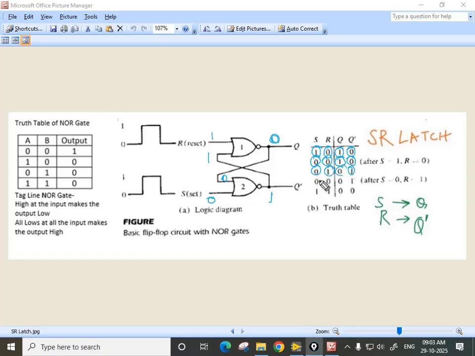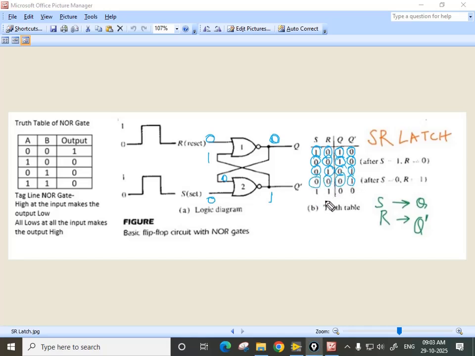Now the next condition, both inputs R and S equal to 0. So if I mark it, both are 0. 0 and 0, so 1 at the input makes the output low. So this is low. 0, 0 makes the output 1. So 1 fed back over here. So Q equal to 0, Q dash equal to 1. So that means no change.